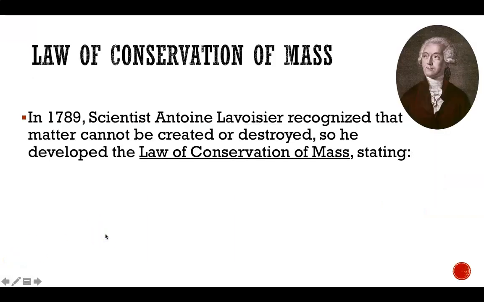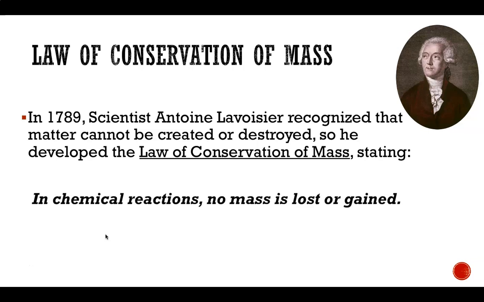Okay, so in the video that I had posted with the gizmo, they talked about this idea of the law of conservation of mass. In 1789, there was a scientist called Antoine Lavoisier who recognized that matter cannot be created or destroyed. He was the one who developed this law of conservation of mass. Basically, that just says that in chemical reactions, no mass is lost or gained. So we can't have something just appear out of thin air, and we also can't have something disappear into thin air. So there's never going to be mass lost or gained.